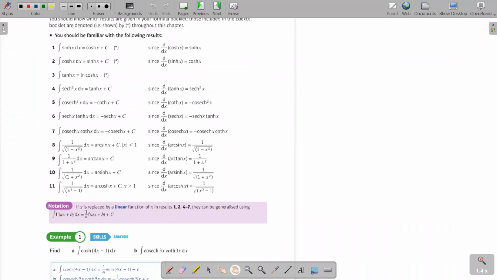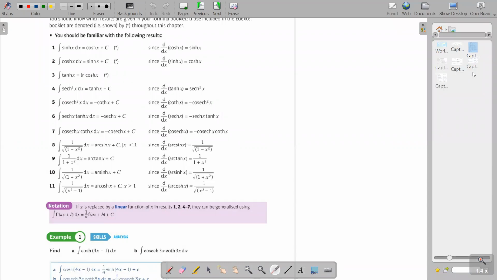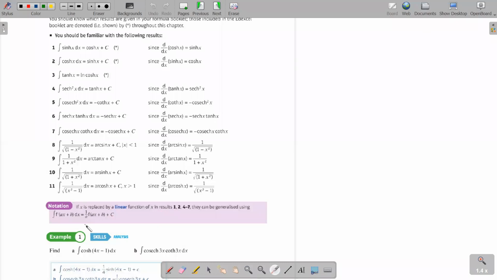In addition to these results, if x is replaced by a linear function of x in results 1, 2, and 4 to 7, they can be generalized using f dash of ax plus b. This is the generalized one, where if you have ax plus b, then you need to have 1 over a times f of ax plus b.